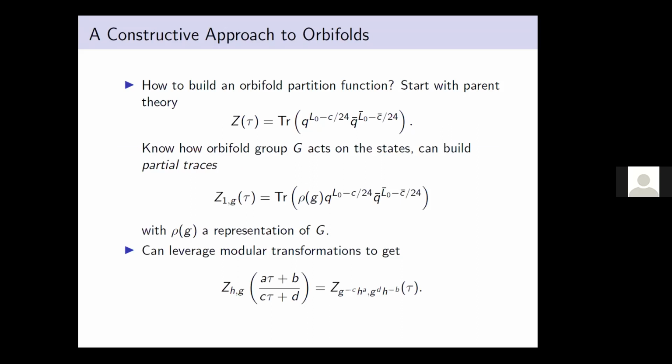And of course, we expect to be able to write the partition function as some sum over states. In order to start building the orbifold partition function, it's quite familiar that what we're going to do is insert some representation of our group. Here I'm denoting that by rho of G, acting on those states. We insert that into the sum over states, and that gives us these objects, the Z1G here, which I'm calling partial traces. That's the name that we've been favoring for them.